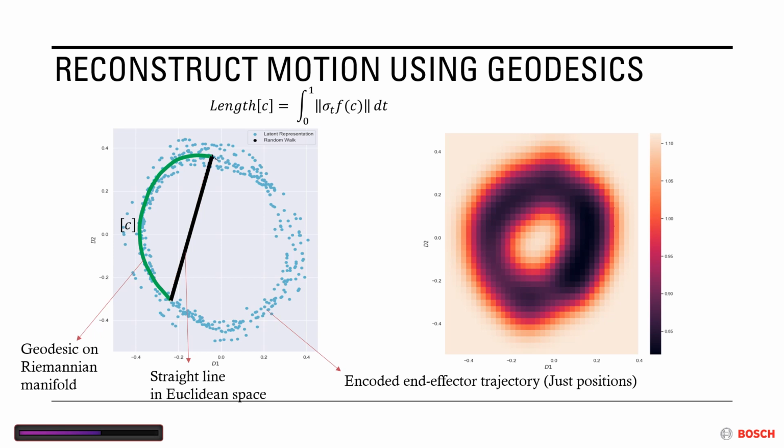The length, as you can see, is defined based on our stochastic function and eventually related to our metric tensor. By minimizing, we achieve a local geodesic, as you can see in the plot. The right plot shows how the variance, uncertainty, or manifold looks like in the latent space.